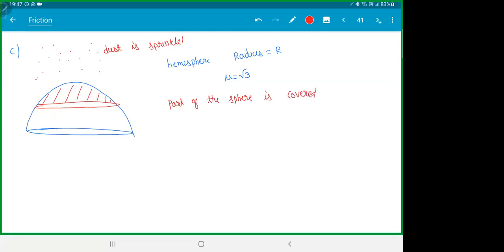And this is actually true. Because if you think about it, it is too steep here, particles will slide. So the particles are stuck only up to a certain height. Part of the sphere is covered in dust, the shaded area. Find the shaded area, or find the area covered in dust. Let's get this.